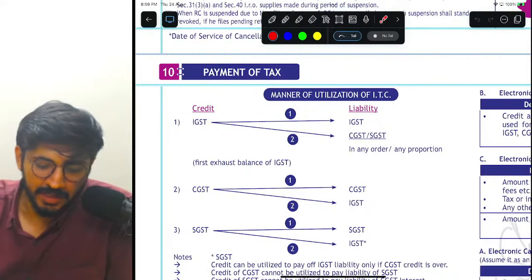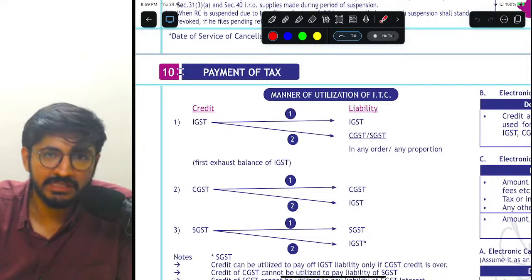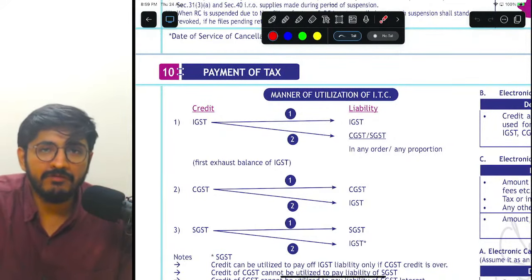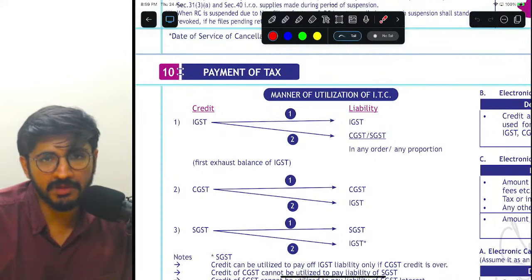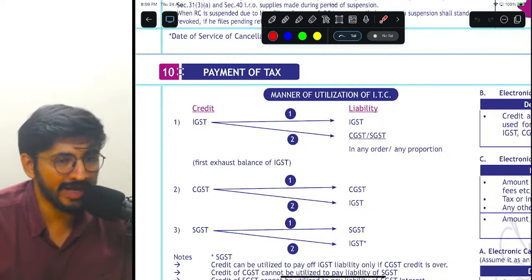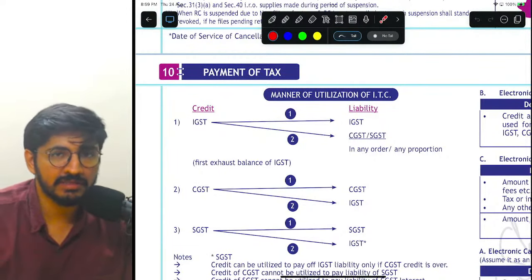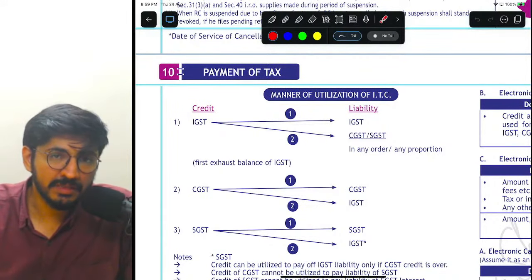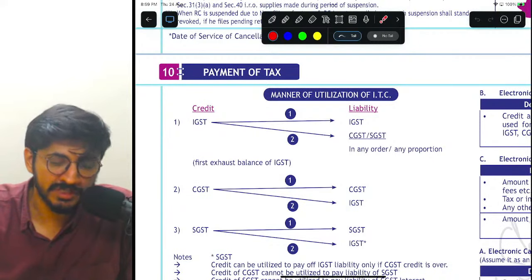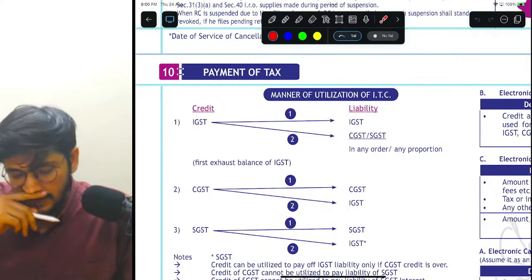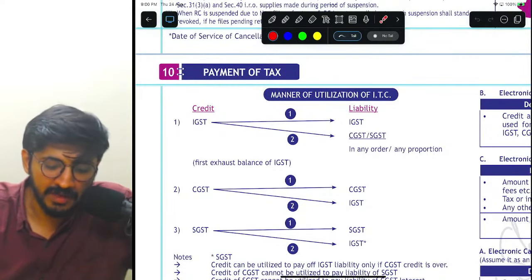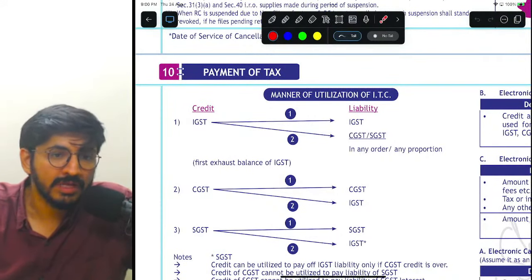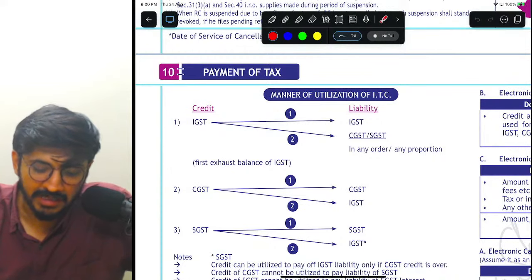Okay, my dear friends. We are here to understand the CA final GST. Let's understand what it is. Coming straight to the point, payment of tax is a very important chapter because it is an integral part of any big sum, specifically with respect to 16 marks or 10 marks. Starting with it, first we understand the manner of utilization of ITC.